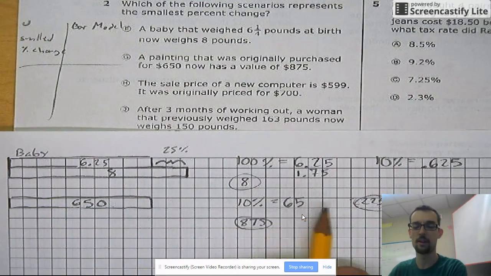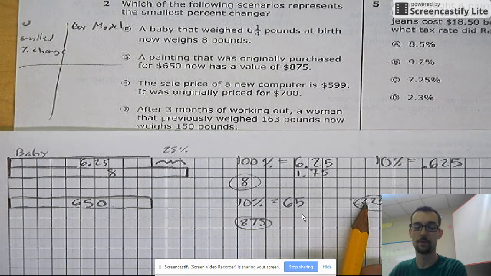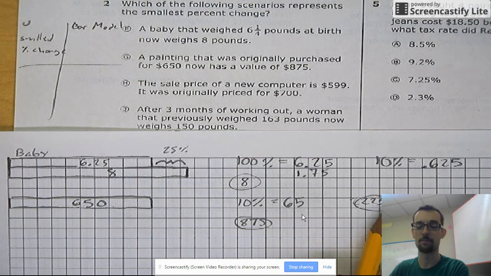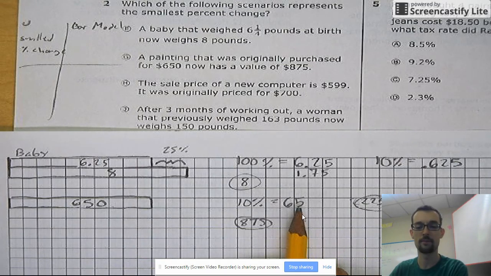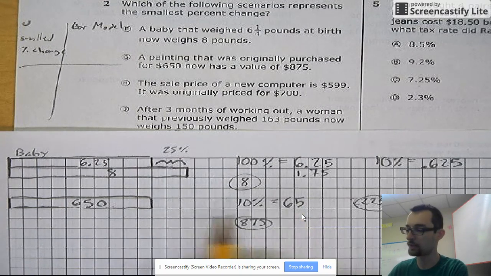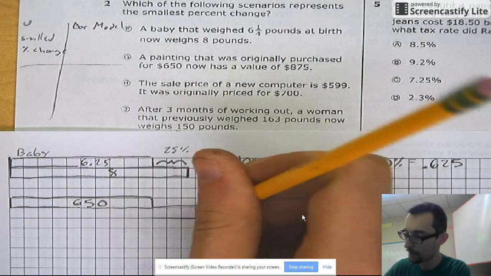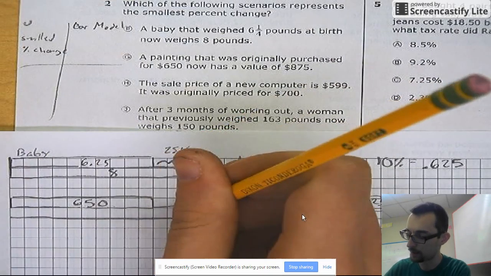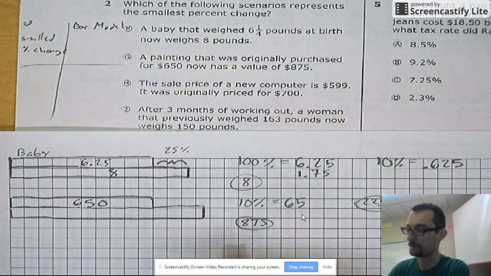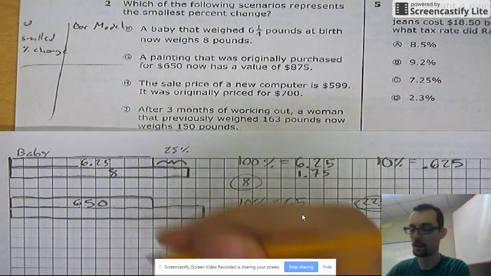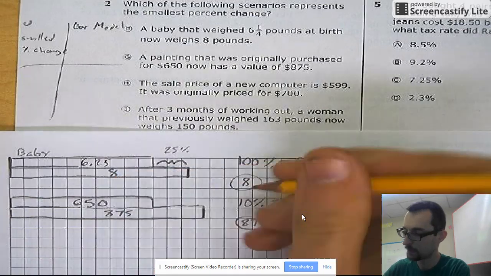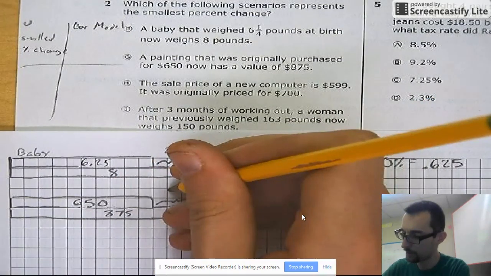How many times does 65 go into 225? Okay, so again, I'm going to use some mental estimation here. I know that 60 would go into that 3 times, 70 go in 3 times, so it's got to be more than 3. Okay, it's going to be somewhere between 3 and 4. All right, so my second one's going to be somewhere between 3 and 4 squares bigger. Okay, so I could draw that like that. That's the $875. And my percent increase is somewhere around 35%.